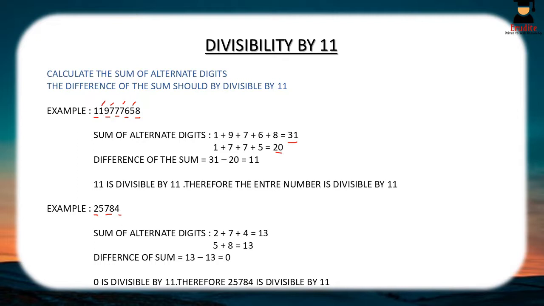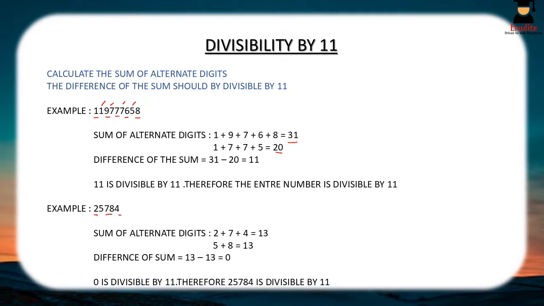Now let us take the remaining alternate digits and find out their sum. So I have the remaining digits as 1, 7, 7 and 5. The remaining alternate digits will have a sum of 1 plus 7 plus 7 plus 5, which comes out to be 20. If you calculate the difference of the sums, you will find that the difference comes out to be 31 minus 20, which is 11. Now 11 is divisible by 11, so I can say my entire 8-digit number is completely divisible by 11. Isn't it simple?